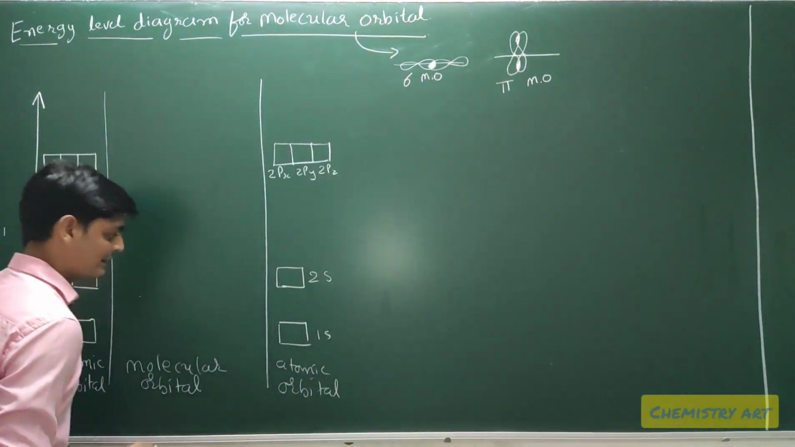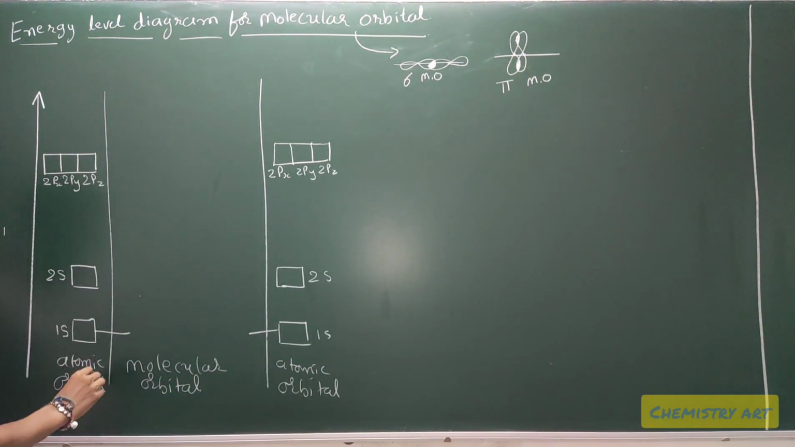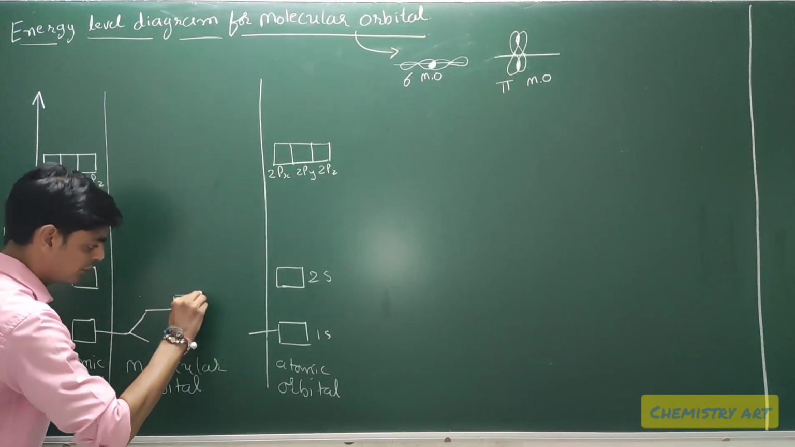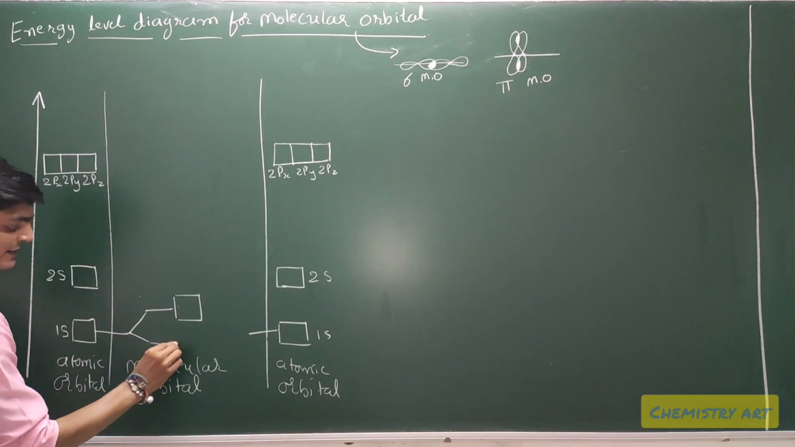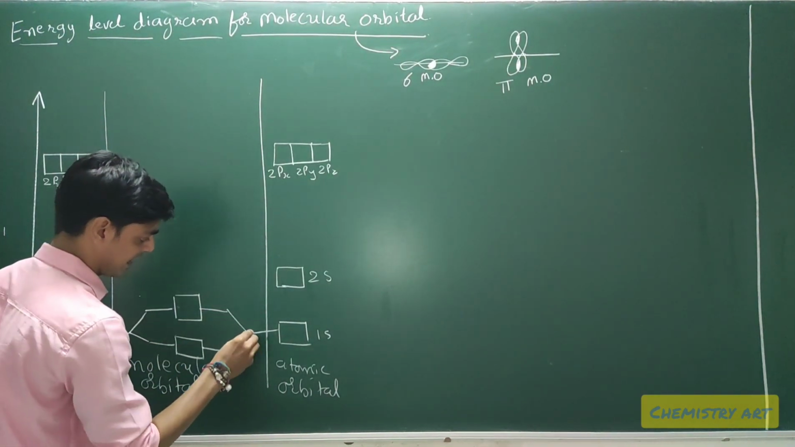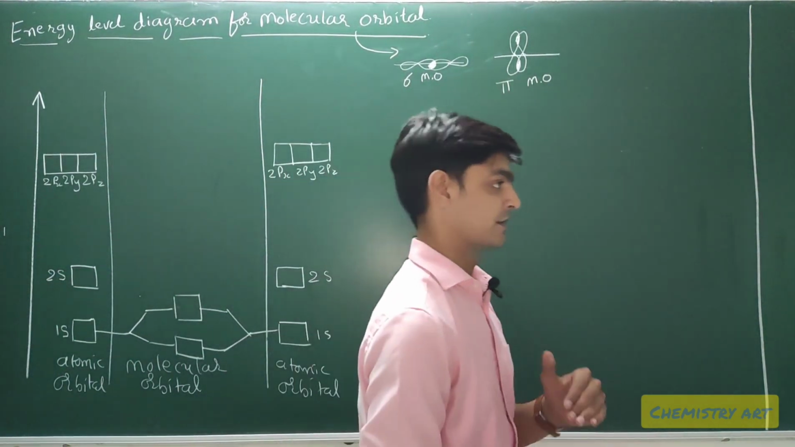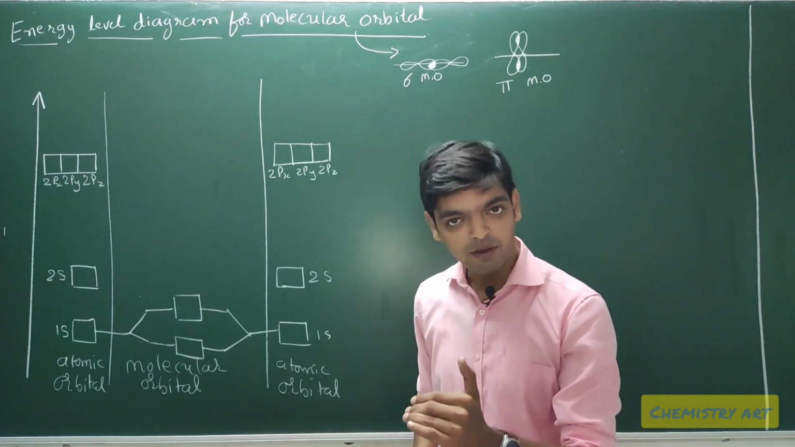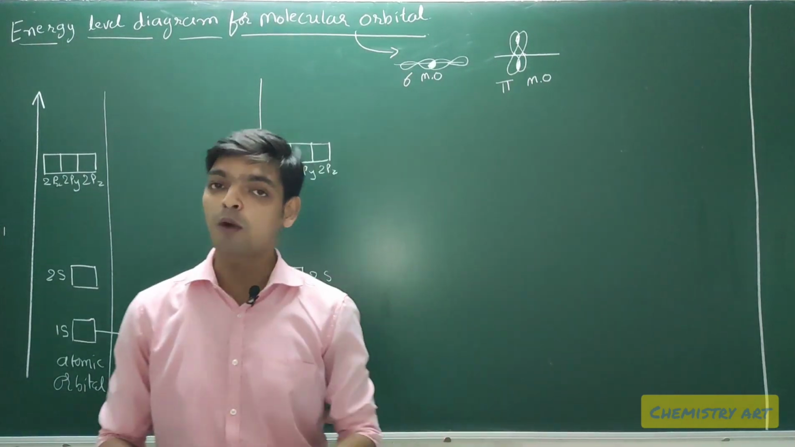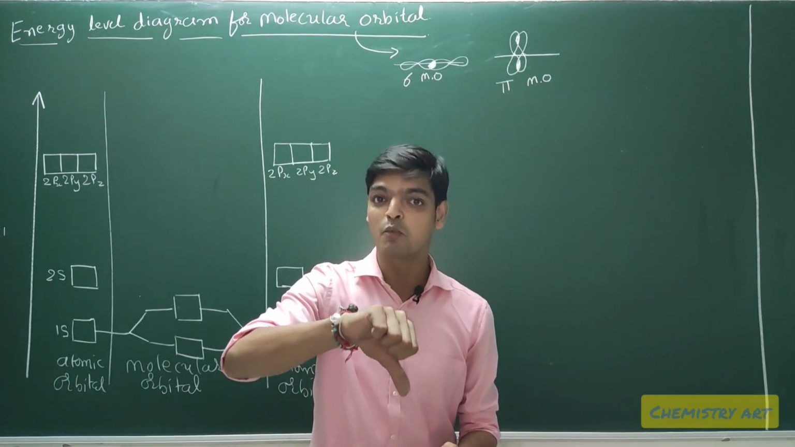So let's see that, for example, if two 1s atomic orbitals are combining, first of all they will form two molecular orbitals. Out of which one will be the anti-bonding molecular orbital and another will be the bonding molecular orbital. And always remember that bonding molecular orbitals have slightly less energy because they are more stable.